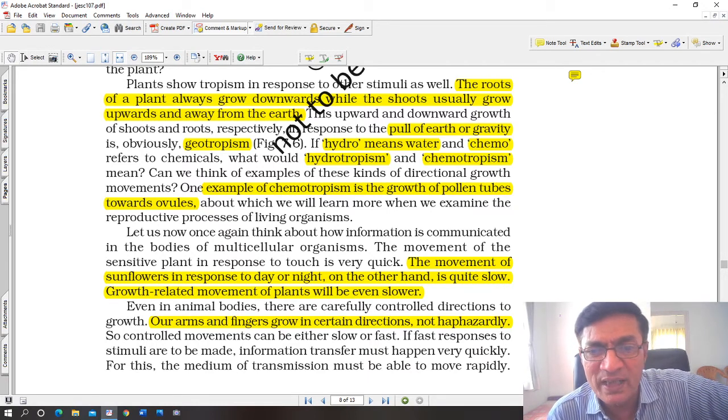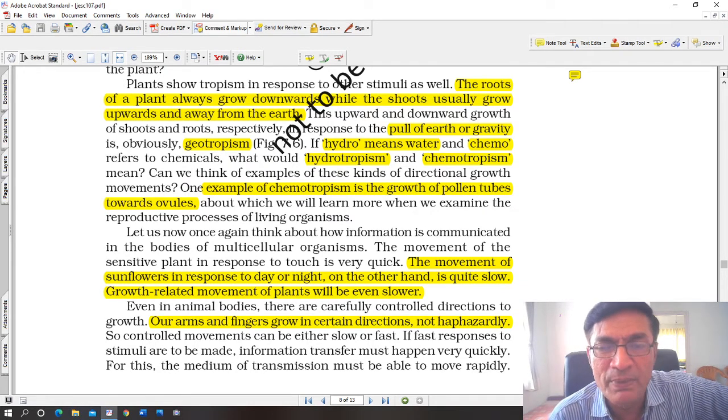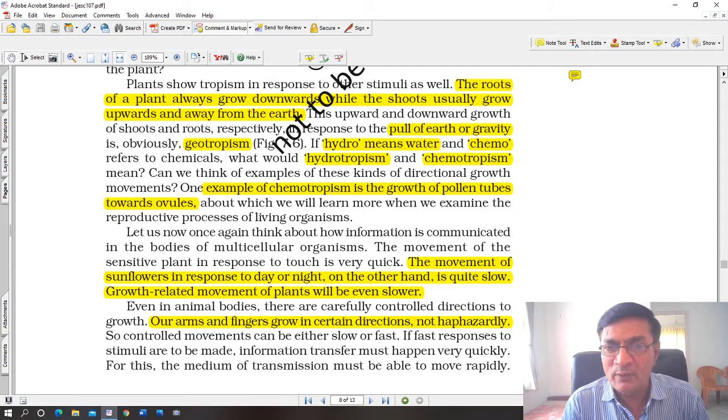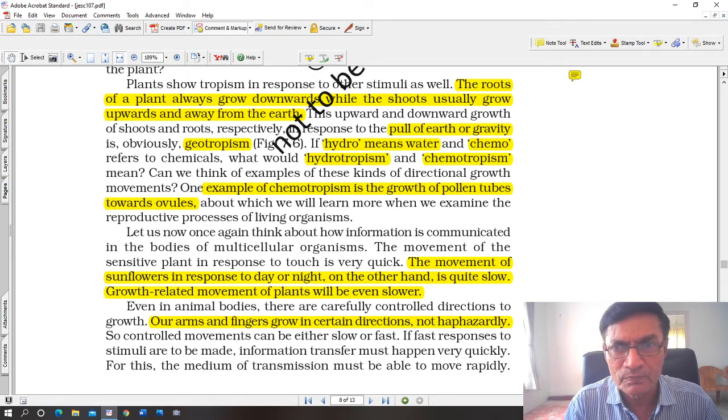Let us now once again think about how information is communicated in the bodies of multicellular organisms. The movement of the sensitive plant in response to touch is very quick. The movement of sunflower in response to day or night, on the other hand, is quite slow. Growth-related movement of plants will be even slower. Now just think about this. I have given this example earlier, how a mongoose and a snake fight. Both of them are very fast. The response is extremely fast.